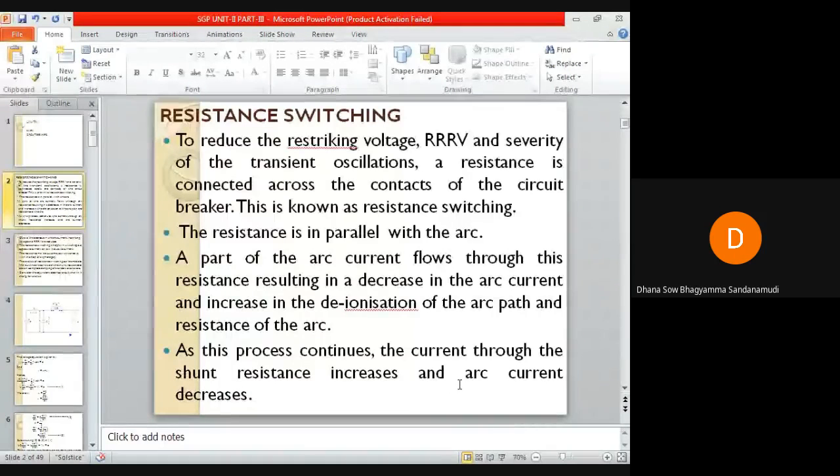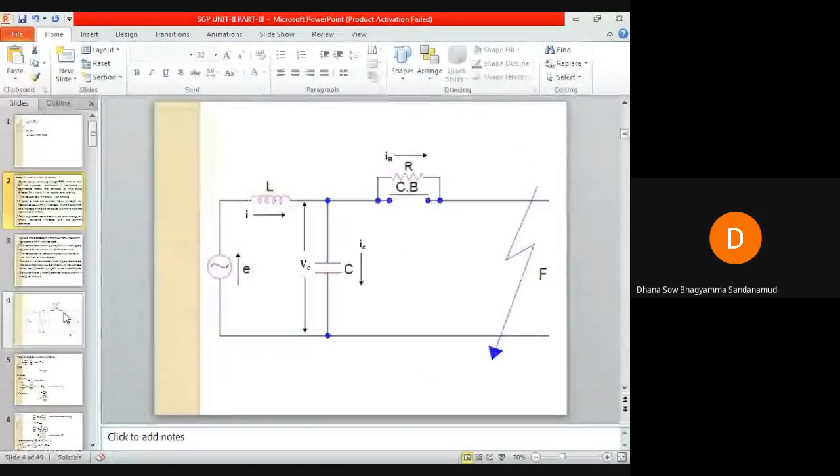Good morning to all. Today our topic is resistance switching. Yesterday we have seen different expressions for restriking voltage, rate of rise of restriking voltage, maximum value for restriking voltage, maximum value for rate of rise of restriking voltage, and average value for rate of rise of restriking voltage.